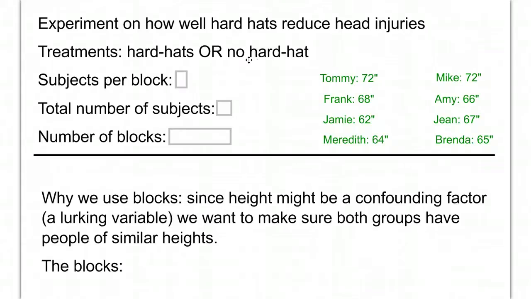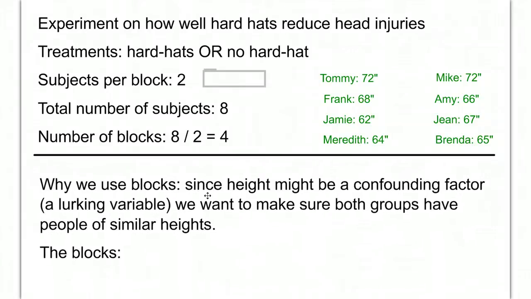If there are 2 treatments, that means that there are 2 subjects that we're going to put in every block. And since this list of people over here happens to have 8 subjects, that means that the number of blocks is going to be that total number of people divided by 2 per block. We're going to end up with 4 blocks again.